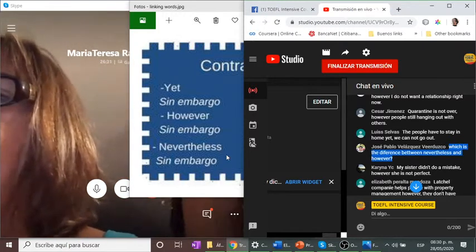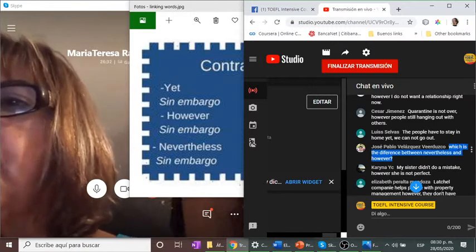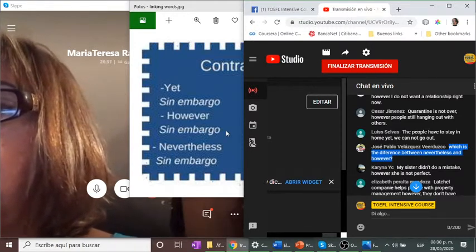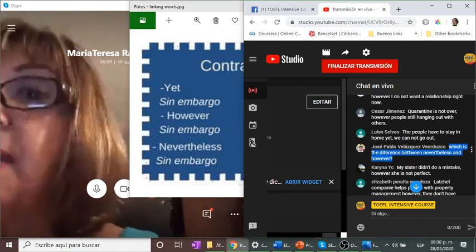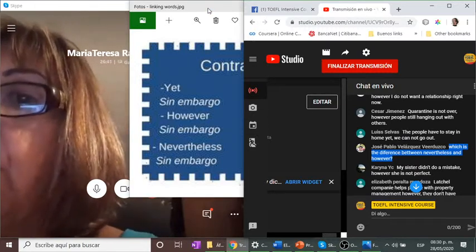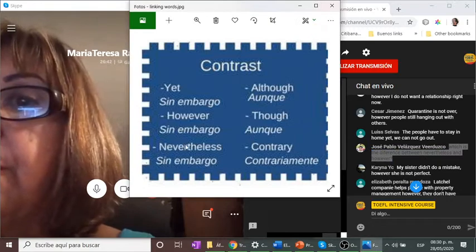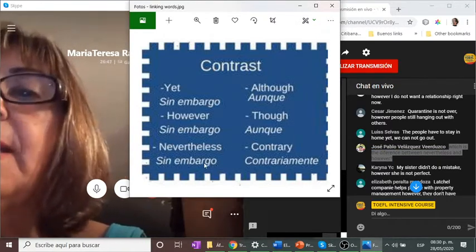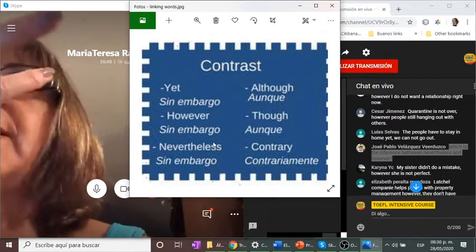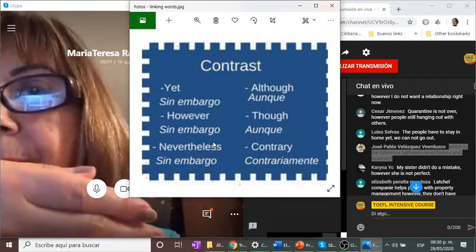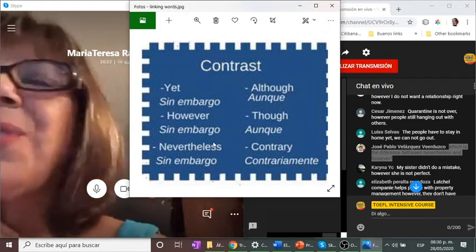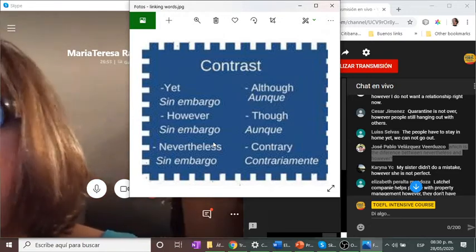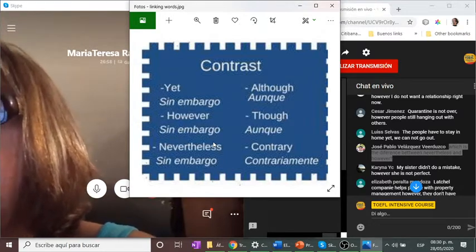What is the difference between nevertheless and however? Nevertheless is sin embargo. However, look at however. The problem is in this translation. Yes, but it's used in different senses. Okay? You can use it in the same way. I'm going to try to think of an example, because that's the best way to deal with this.